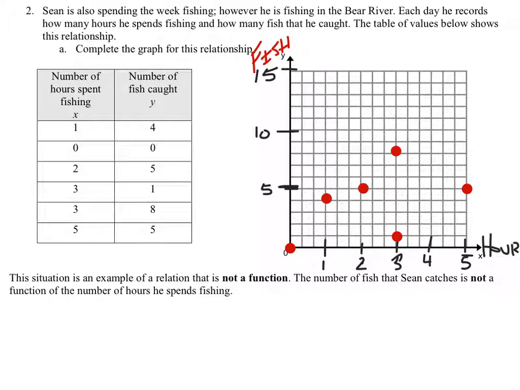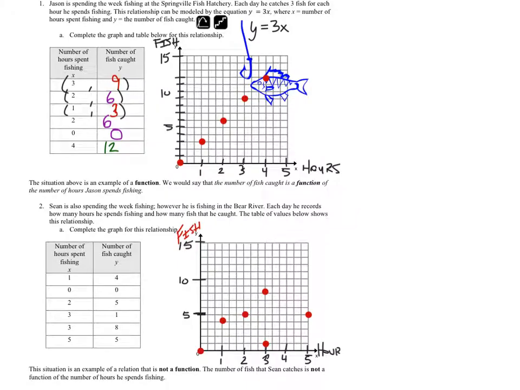Well, why is it not a function? That's a good question. Looking at these two graphs, what's the difference between them? We got Jason on the top, Shawn down below. The first graph can actually go in a straight line. All right, good. And the second one is scattered. This one is in a straight line, this one is scattered. That is actually not what makes it a function.